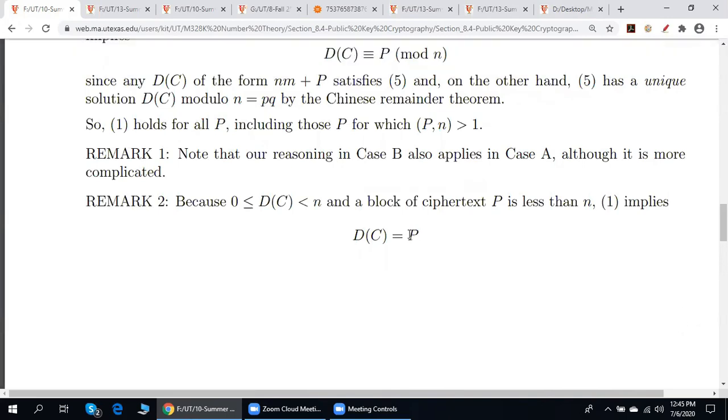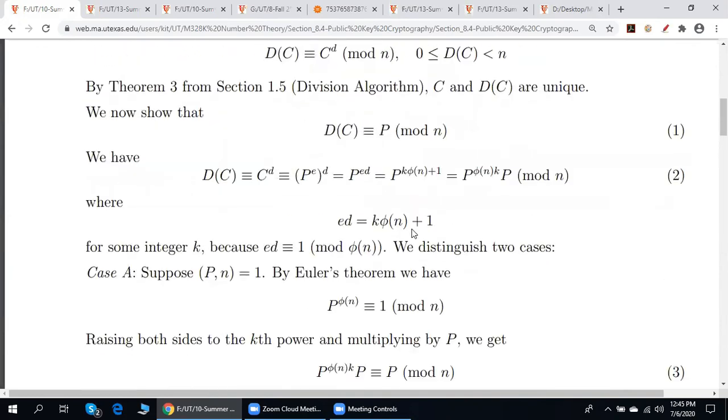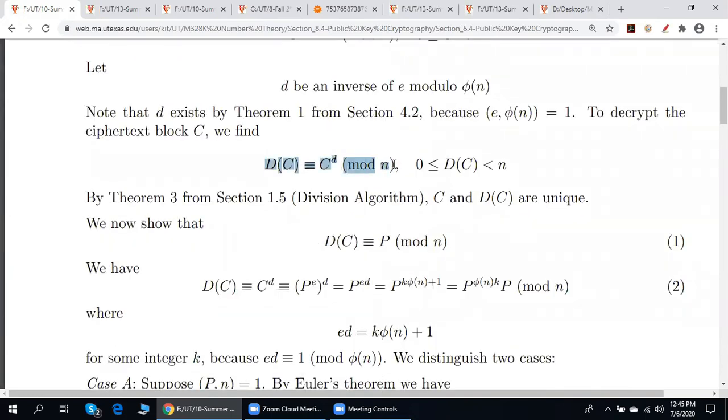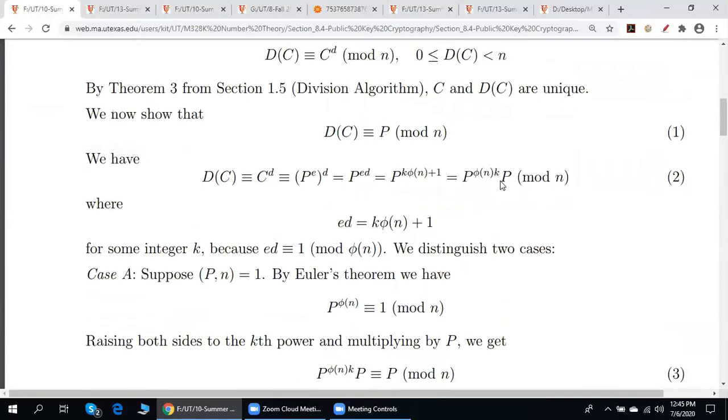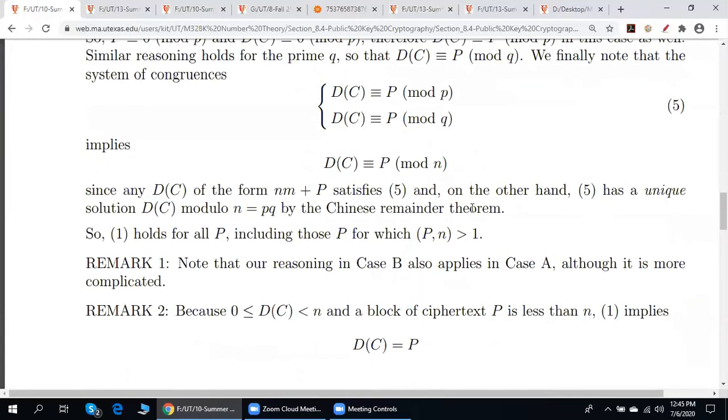Remember, we don't really need congruence. The ultimate goal is to show that the decrypted text that we obtain using this formula is equal to plain text. We just proved this. It's congruence. There is no equal sign here. However, since d of c is between 0 and n minus 1, this and this implies this, and we are completely done.